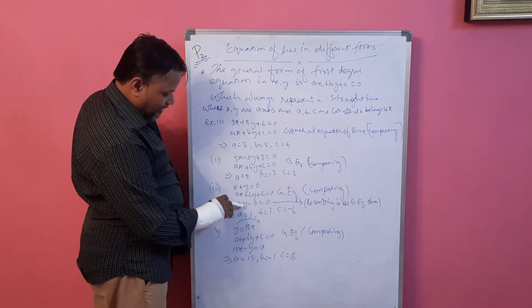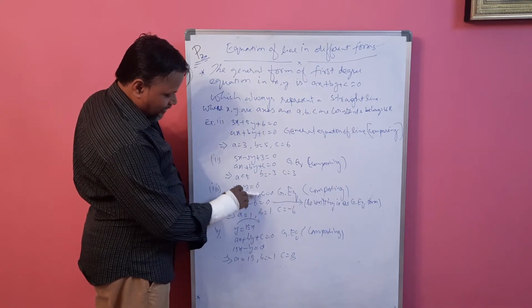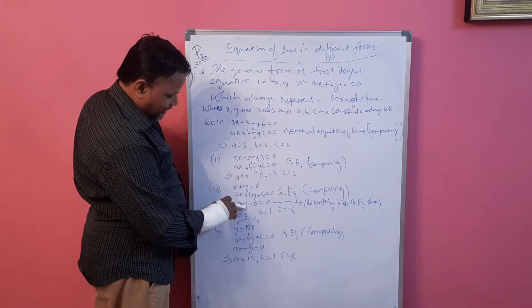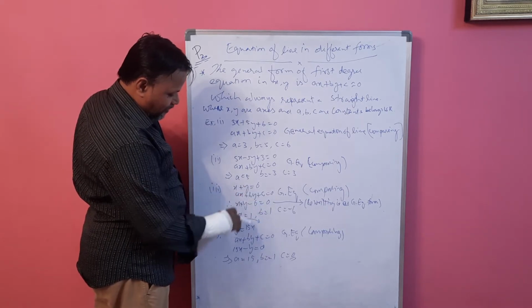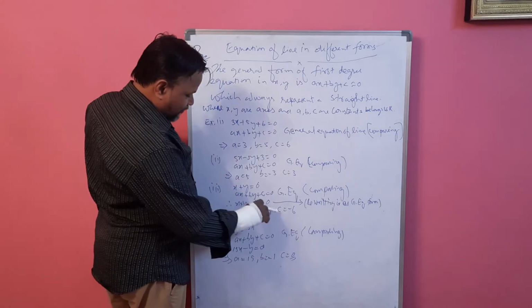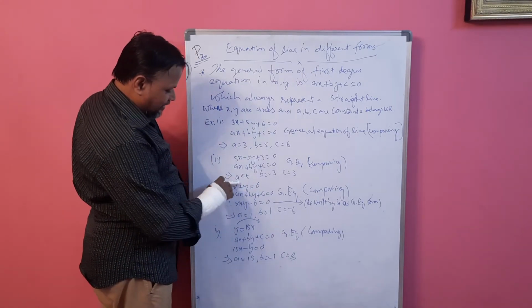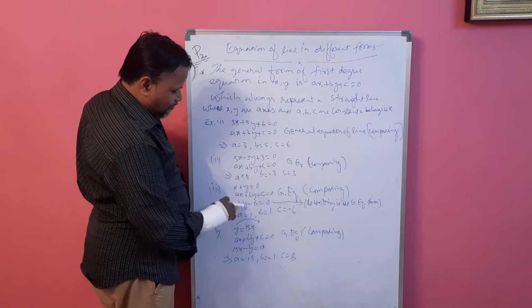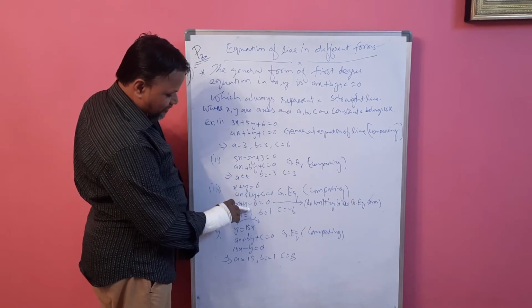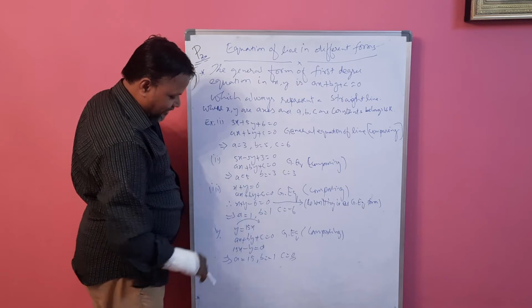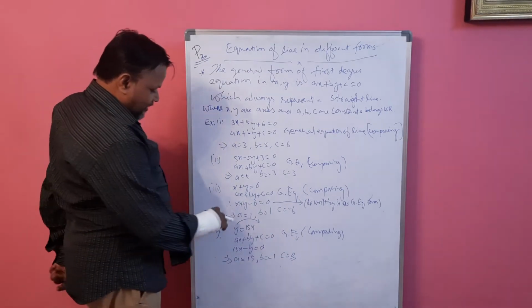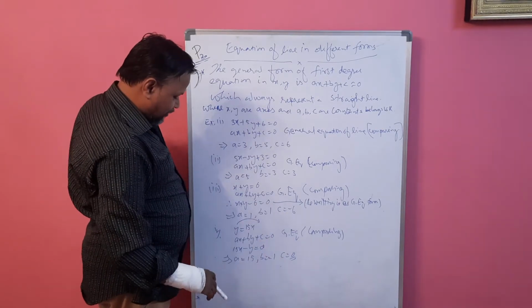So one term with x, another term with y, and the third term is the constant term. So like that we have to compare. First we have to write the equation in standard form or general equation form. So this is nothing but this. Then we compare and get the coefficients a, b and the constant value.